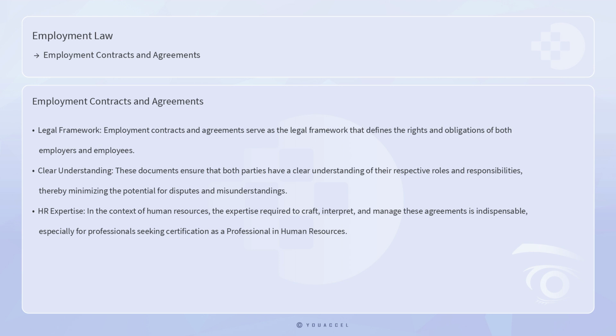Employment contracts and agreements are fundamental components of the employment relationship, serving as the legal framework that defines the rights and obligations of both employers and employees. These documents are critical in ensuring that both parties have a clear understanding of their respective roles and responsibilities, thereby minimizing the potential for disputes and misunderstandings. In the context of human resources, the expertise required to craft, interpret, and manage these agreements is indispensable, especially for professionals seeking certification as a professional in human resources through the Human Resource Certification Institute.